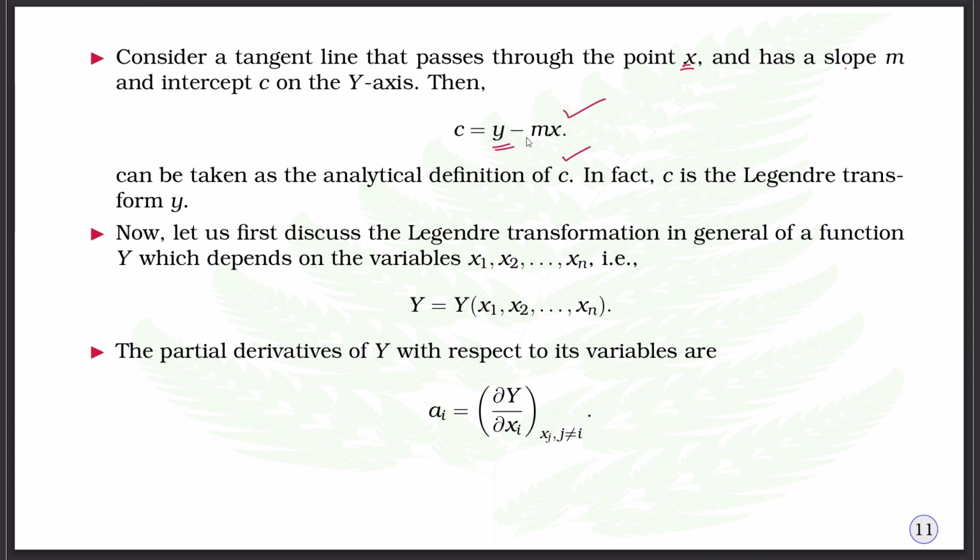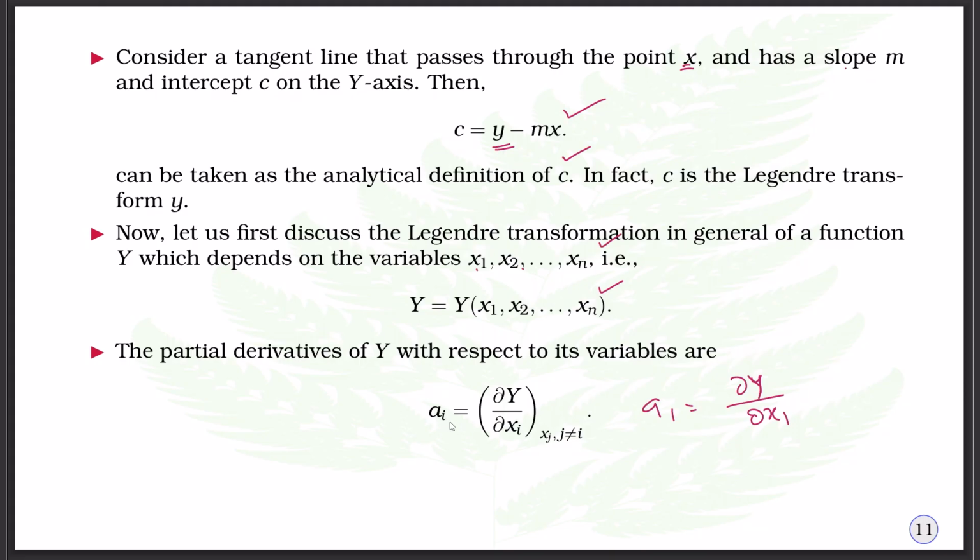Now let us discuss the Legendre transform in general, of a function y which depends on the variables x1, x2 up to xn. In the n-tuple we will move to the general case. Consider the function y equal to y of x1, x2, up to xn, with n independent variables. The partial derivatives of y with respect to its variables are denoted as ai. So a1 denotes dou y by dou x1, and a2 denotes the partial derivative of y with respect to the second variable.